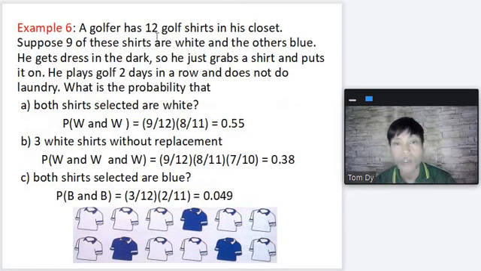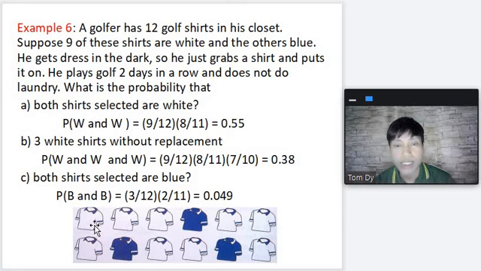Example number 6. A golfer has 12 golf shirts in his closet. Suppose 9 of these shirts are white and the others blue. He gets dressed in the dark, so he just grabs a shirt and puts it on. He plays golf 2 days in a row and does not do laundry. So we have 12 golf shirts, 9 are white and 3 are blue. What is the probability that both shirts selected are white?